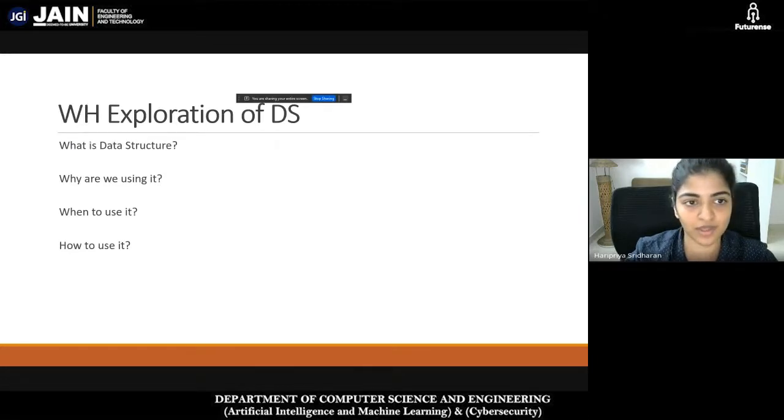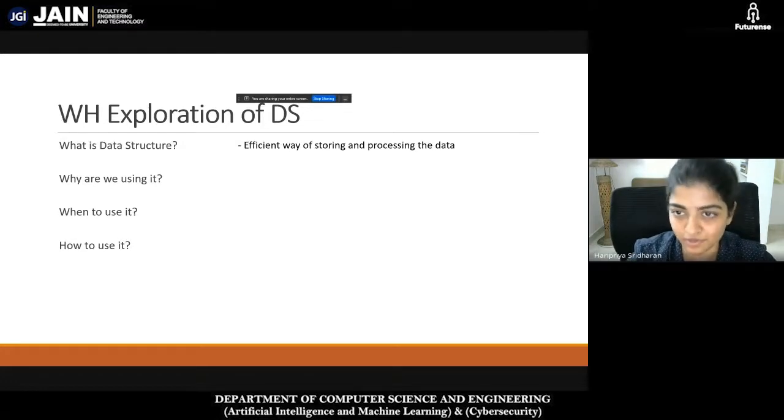So to start with, what is a data structure? To cut it short, it is an efficient way of storing and processing data. When we say an efficient way of storing and processing, it means that anything we do with the machine is basically to interpret data. At the end of the day, it's just an ALU unit, just zeros and ones, a binary form of representation. So an efficient way of storing and processing is crucial for any program or any logic that we write.